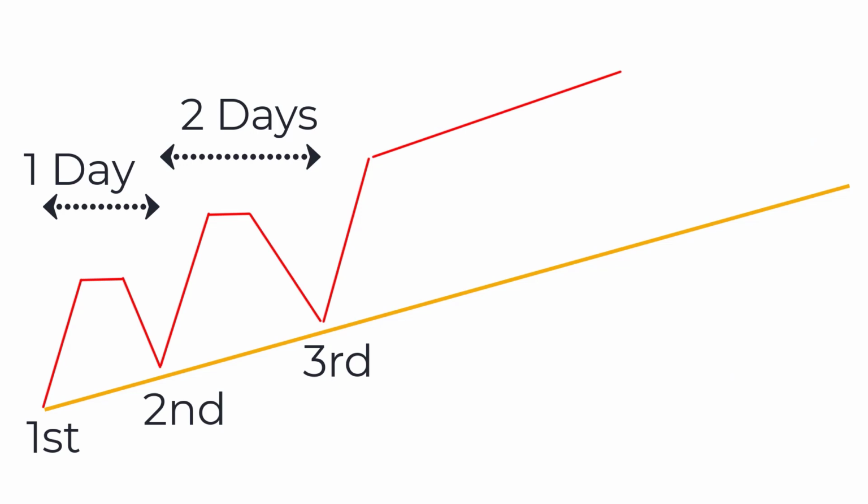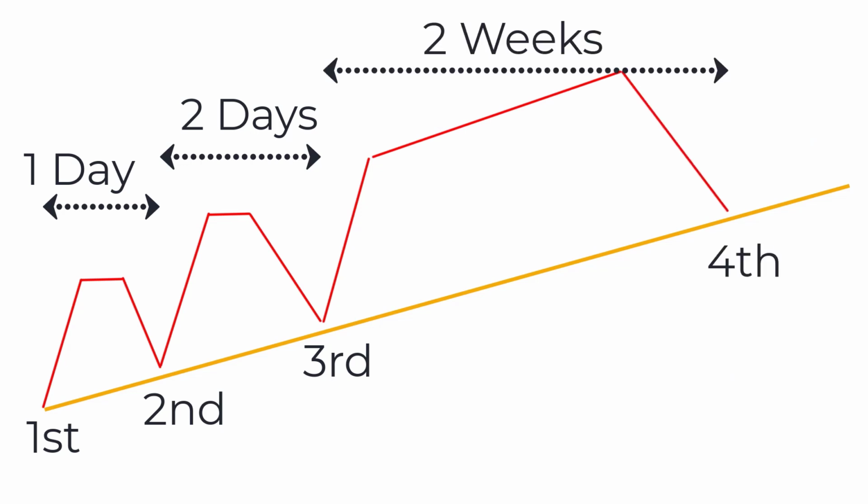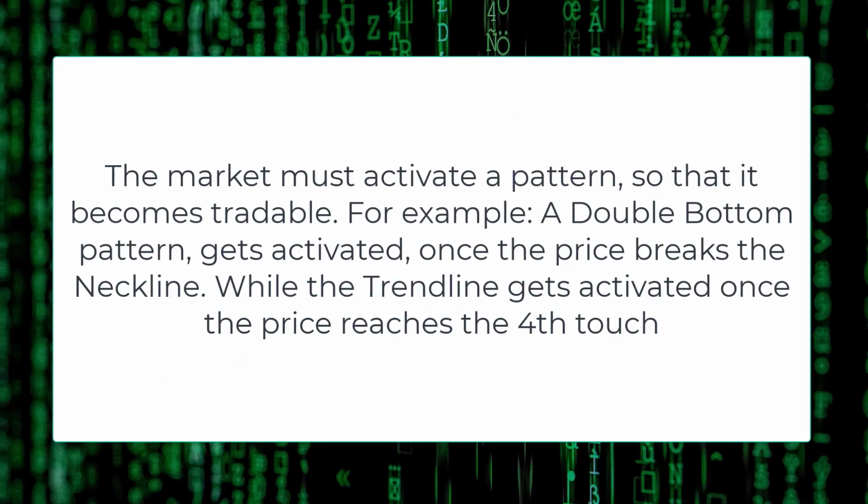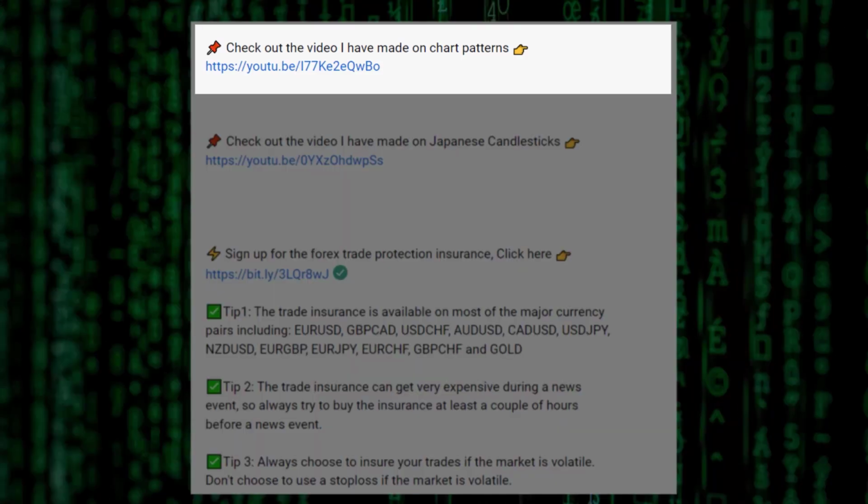Which means, if the fourth touch happens after a couple of weeks, in this case for example, then the trend line becomes untradeable. And this is actually a very common mistake among beginners. You need to understand that the market must activate a pattern so that it becomes tradable. For example, a double bottom pattern can only be tradable once the neckline is broken. As I have explained in the detailed chart patterns video, which I have added in the description down below.